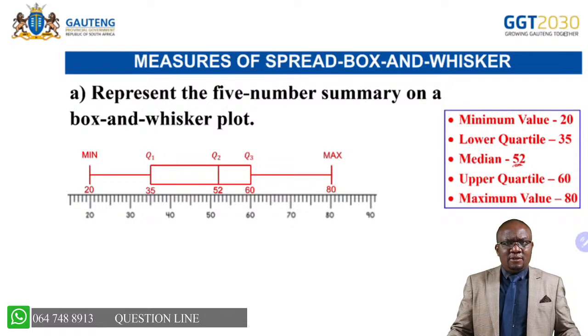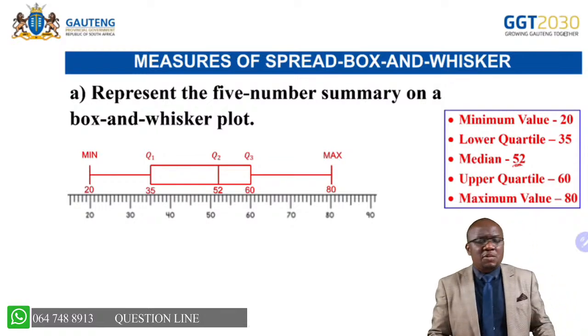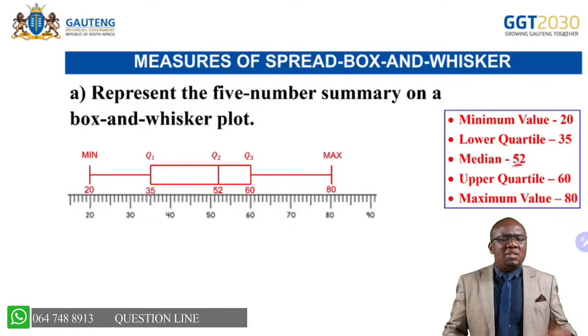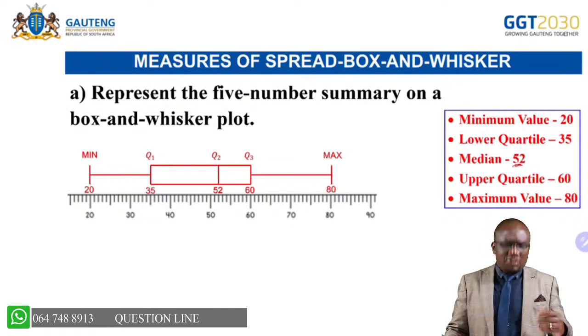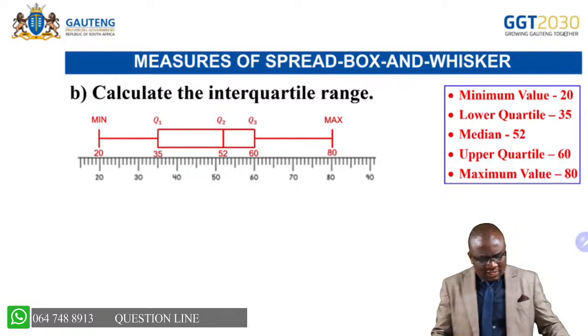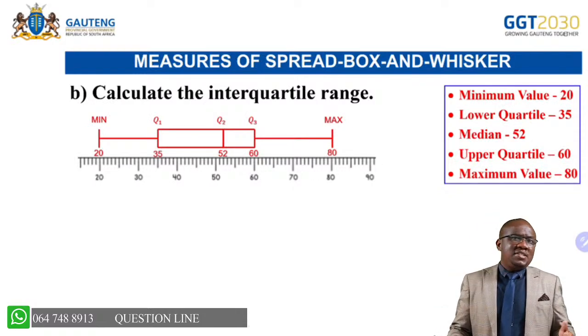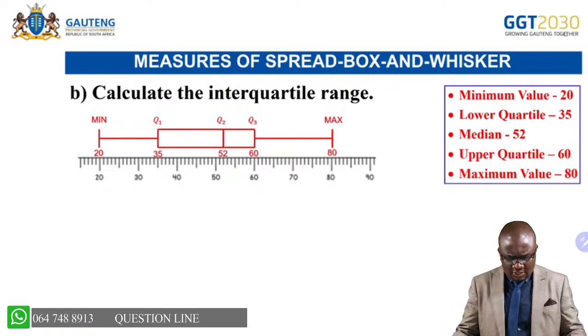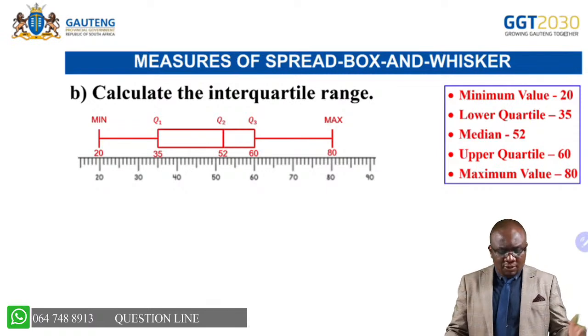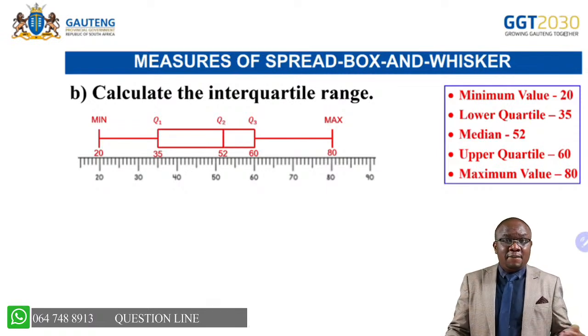Now, I can give you a box and whisker and ask you, what is the maximum? What is the minimum? What is the lower quartile? What is the upper quartile? You must know these things. Calculate the interquartile range. What did you say the interquartile range is? We say what minus what. Can you try that for 30 seconds? Even without doing it, you can answer verbally. What is the interquartile range?